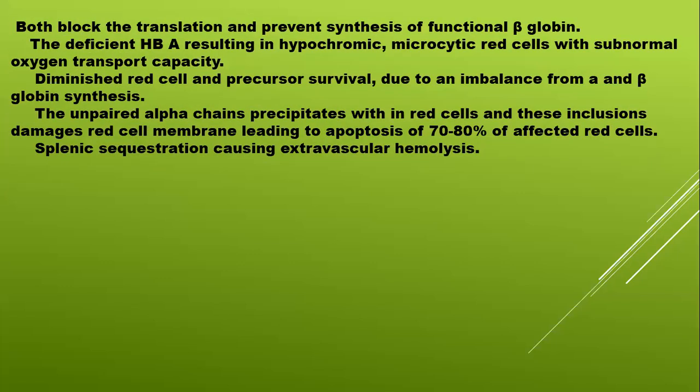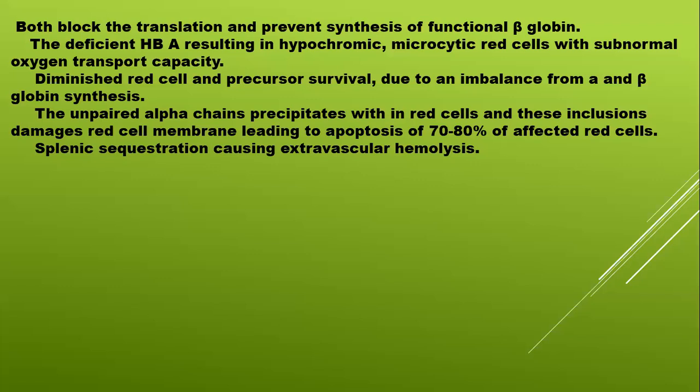This is the molecular pathogenesis. These both block the translation and prevent the synthesis of functional beta globin. The deficient hemoglobin A, or adult hemoglobin, results in hypochromic microcytic red cells with subnormal oxygen transport capacity. Diminished red cell and precursor survival is due to the imbalance between alpha and beta globin synthesis.